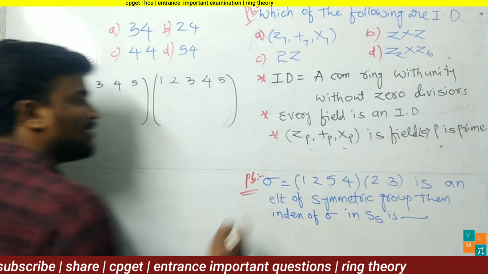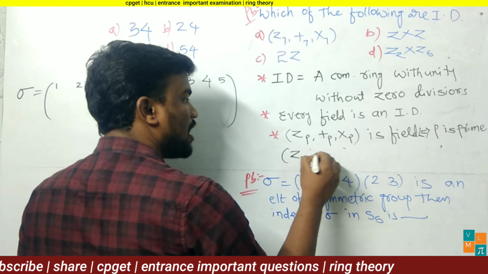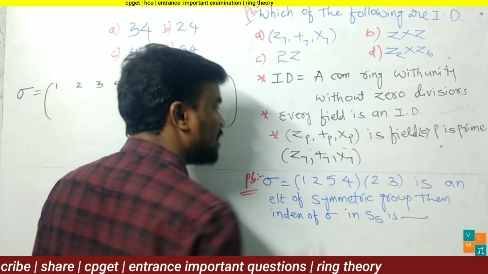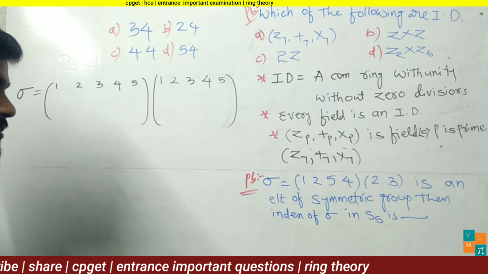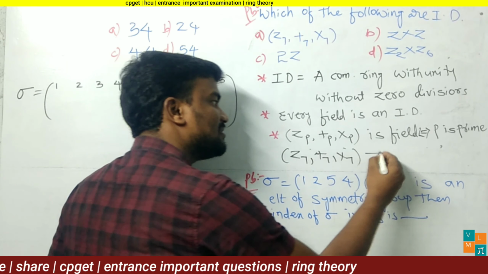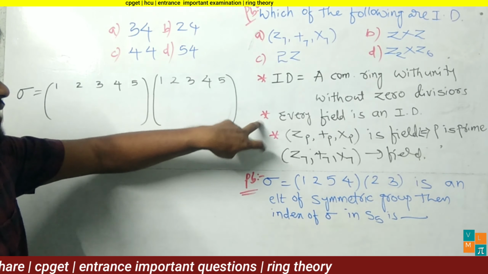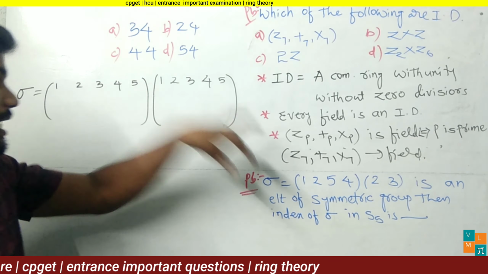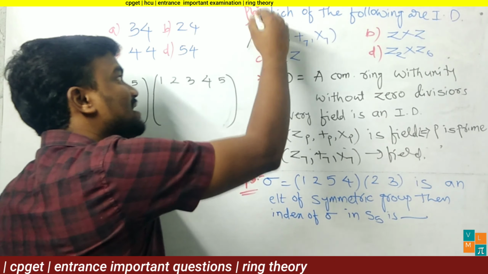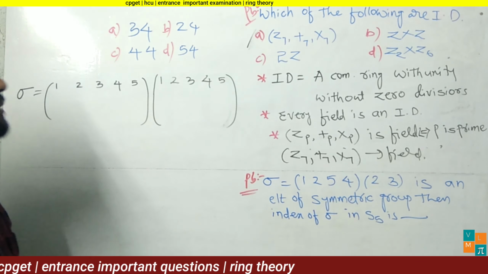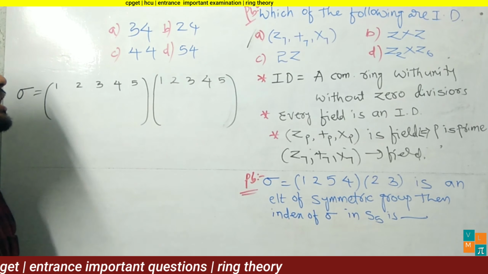Now see option A, what is given? Z7 with addition modulo 7 and multiplication modulo 7. Here 7 is a prime number. By using this result, this is a field. Here from this result, what do we observe? Every field is an integral domain. So option A, Z7 with addition modulo 7 and multiplication modulo 7, is an integral domain.